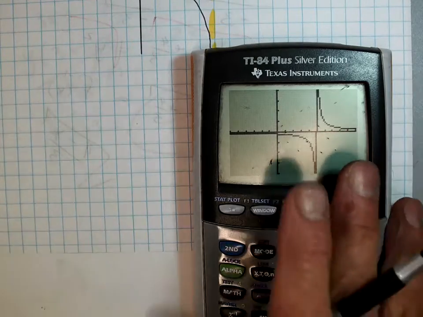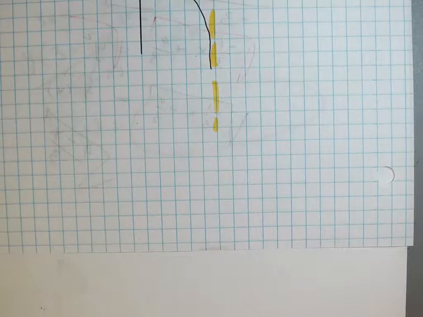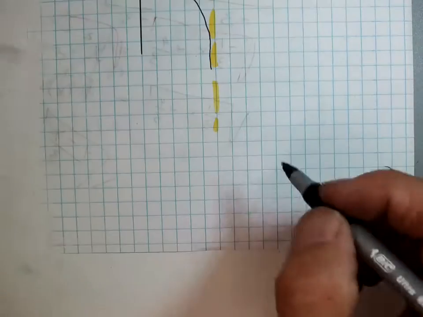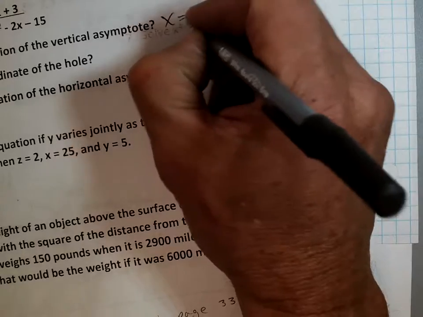Okay. So then, real quick, what is the vertical asymptote? We know the vertical asymptote was at x equals 5.